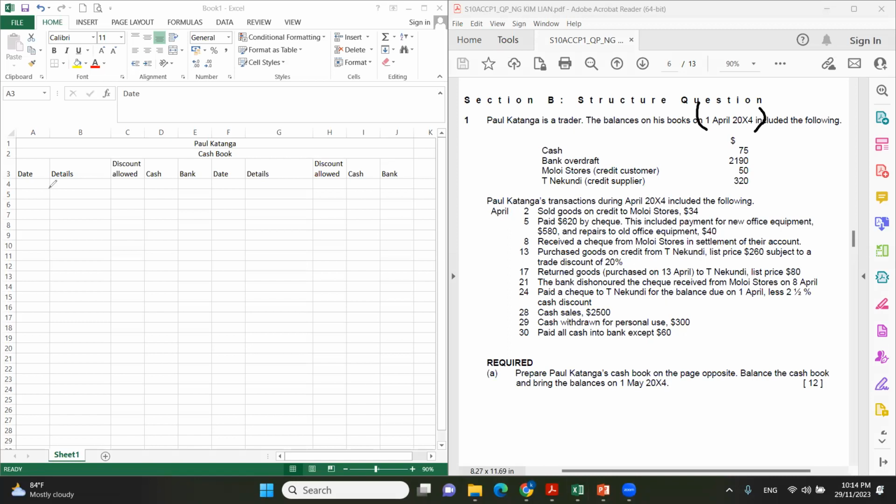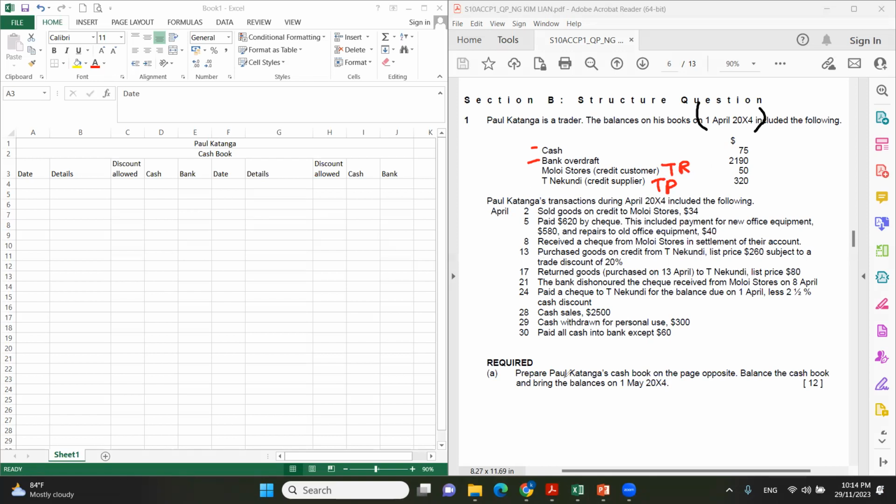They have the balances for cash account, bank overdraft, bank account, Molloy store, which is this one, customer means trade receivable. This is a trade payable. This is the opening for these four accounts. And the question in this transaction. So we have to see what the information is.